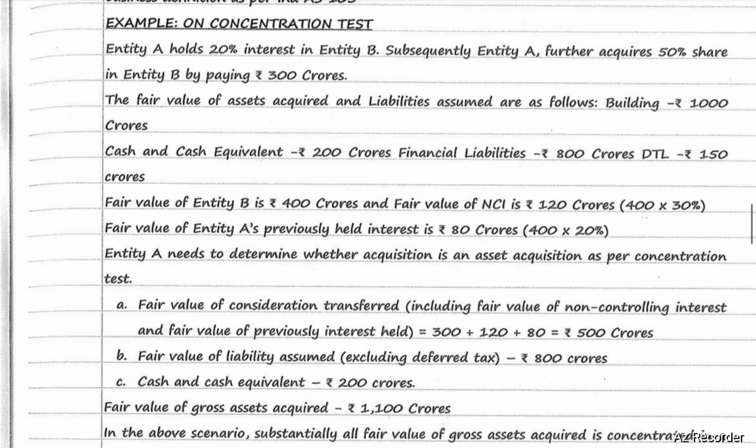That is 30% of 400 crores, 120 crores. Fair value of entity A's previously held interest is 80 crores. That is 400 crores into 20%. Entity A needs to determine whether the acquisition is an asset acquisition as per the concentration test. In the concentration test, there are 3 steps.